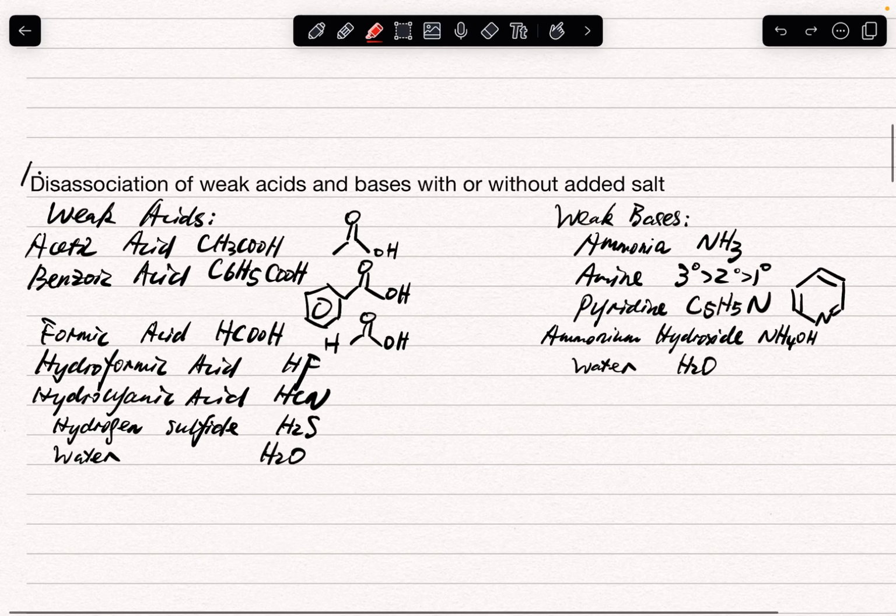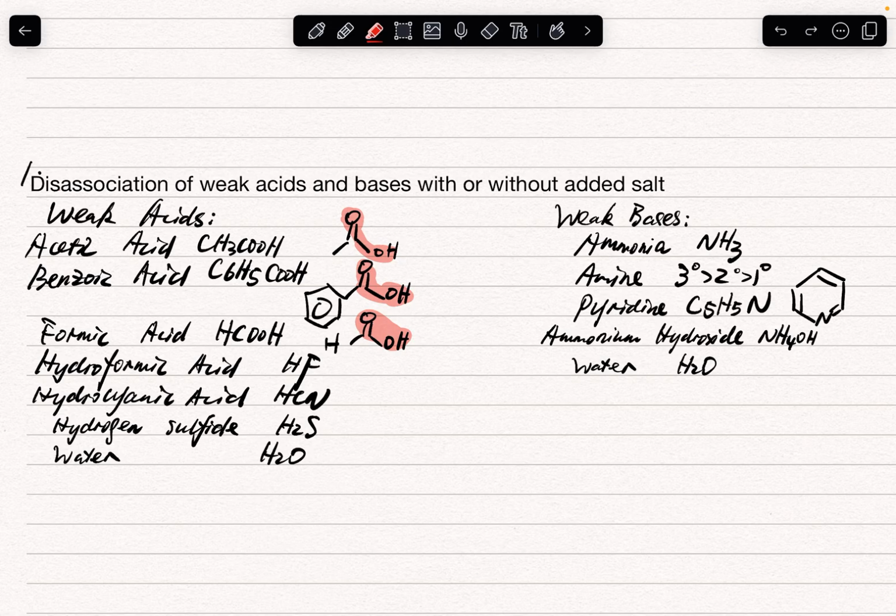The first weak acid is acetic acid. You see this has a carboxylic acid group attached to the CH3, right? The second one is benzoic acid, where I still have the carboxylic acid, but this time it's connected to the benzene ring. The third one is formic acid, with the carboxylic acid connected to a hydrogen. And moving on, hydrofluoric acid, HF. I know fluorine is the most electronegative atom, but trust me, HF is a weak acid, okay?